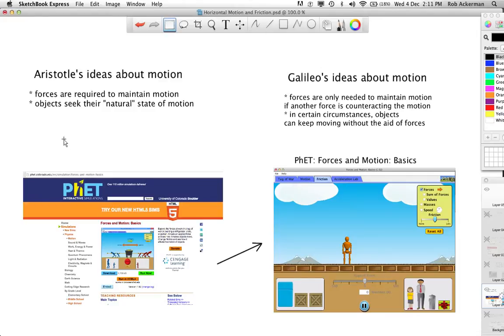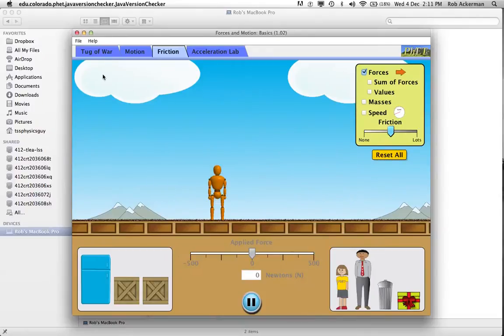We're going to go to the PhET website again, and this time the simulation under the physics unit under motion is called PhET, Forces in Motion Basics. So let's have a look at that. Here it is. There's 4 tabs across the top. You're going to click on friction. You're going to hit reset all in case everything's not reset. You're going to see this robot guy and a whole bunch of objects at the bottom. So what you can do is click and drag on, let's say, this crate here. And now you have a choice of applying a force to the right or to the left, a certain number of newtons.